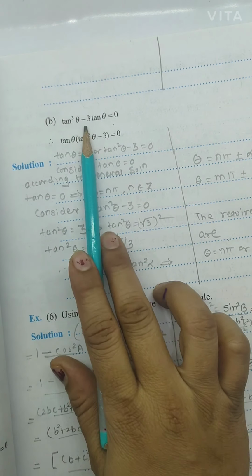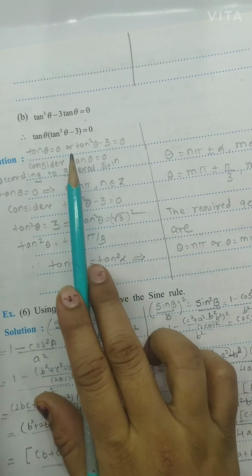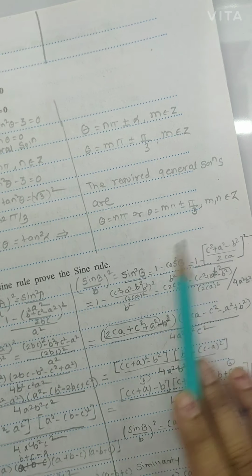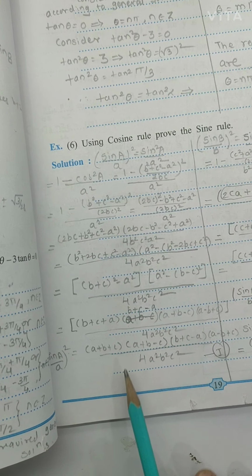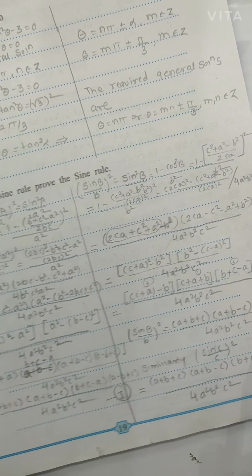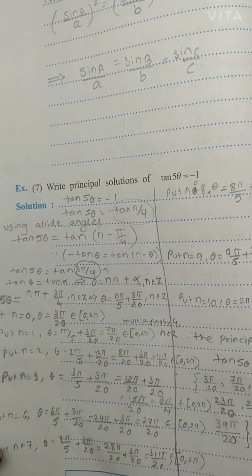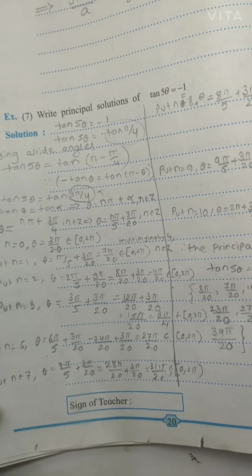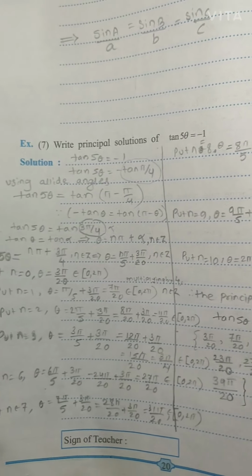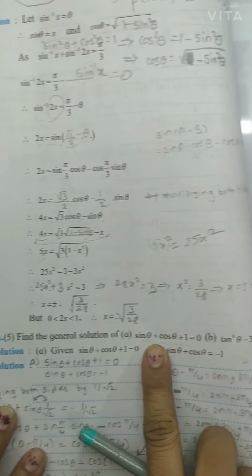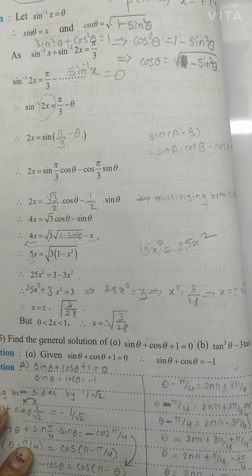I am just keeping this for your knowledge. See, if I want to complete this, I have to write here like this, then we will complete this up to this. This is the way how to write your solution in minimum space. See, this is the bigger one. Okay, now let us see what is the general solution of this one. Sin theta plus cos theta plus 1 is equal to 0.